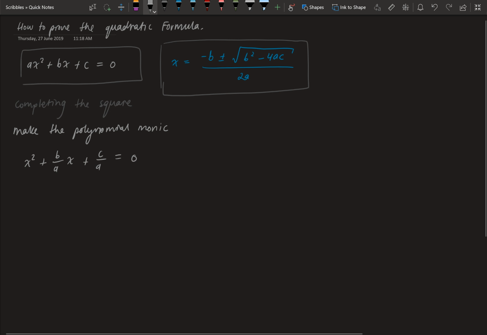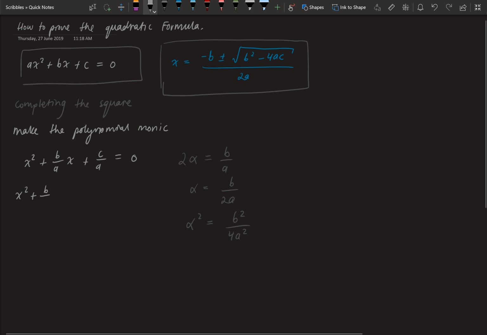From here, we're going to do the completing the square steps, which is we set 2 alpha equal to b on a, and then alpha is equal to b on 2a, and then alpha squared is equal to b squared on 4a squared. Now what you do is you add and subtract that number. If I add alpha squared and also subtract alpha squared at the same time, I've essentially added 0, so I've not really done anything, which is the idea behind this. So we're not really changing the equation at all.